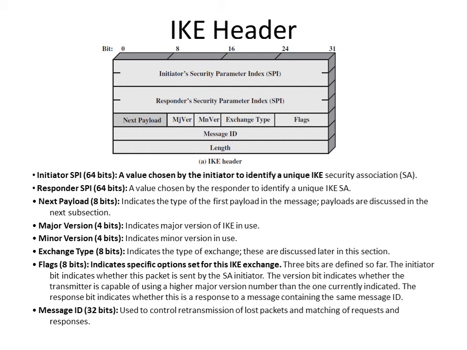Next is message ID here. This is again 32 bit and used to control retransmission of lost packets and matching of requests and responses. Next is the length, again 32 bit here, the length of the total message, that is header plus all payloads, in octets. So this is the IKE header.